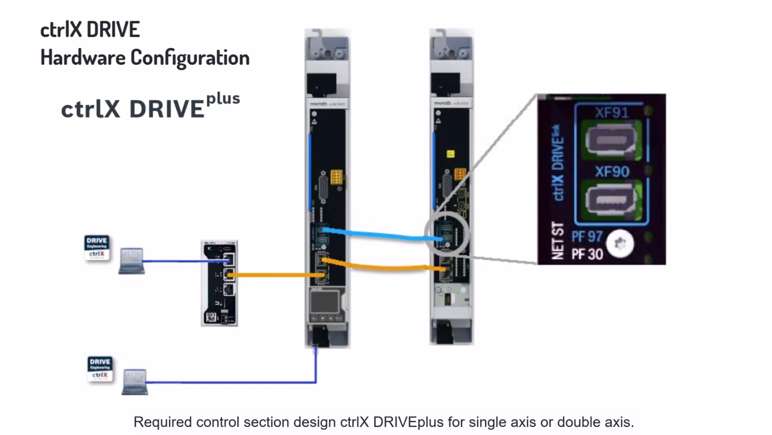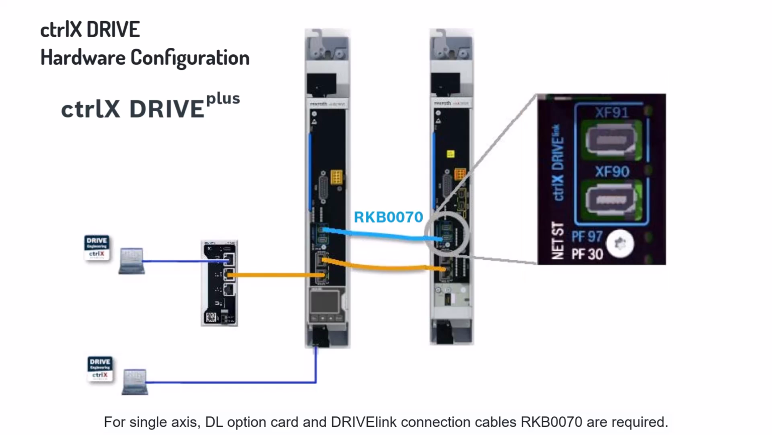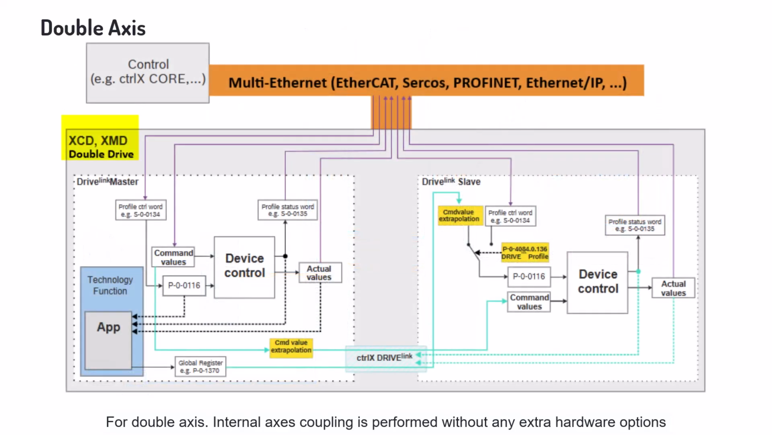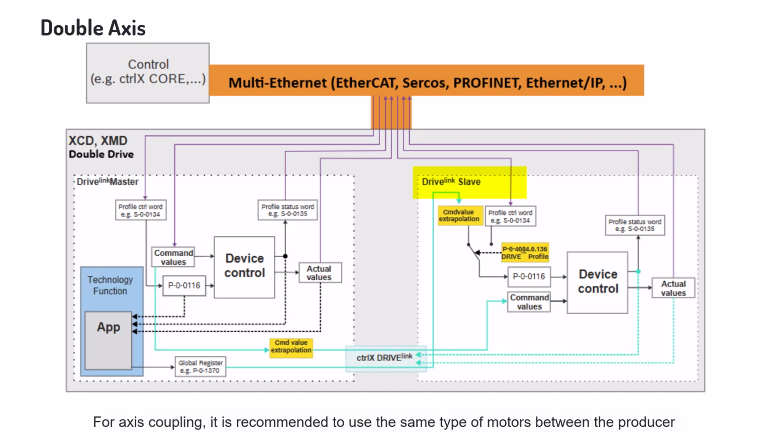Required control section design, ctrlX Drive Plus, for single axis or double axis. For single axis, DL option card and DRIVElink connection cables, RKB0070, are required. For double axis, internal axis coupling is performed, without any extra hardware options, and coupling with other DRIVElink nodes is not possible.